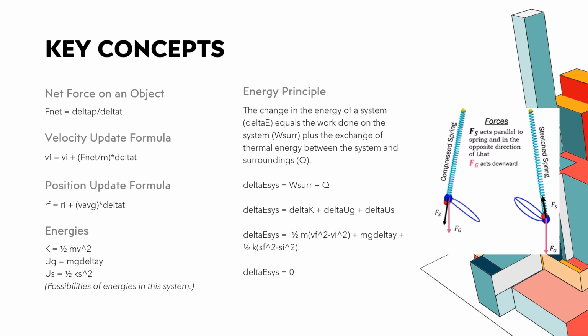Other energies that are also available in this lab are the kinetic energy plus the gravitational potential energy plus the spring potential energy. There are also possibilities of other energies in the system. To the right, you can see a free body diagram of the experiment. We also learned that with the energy principle, the change in energy in this specific experiment is 0.